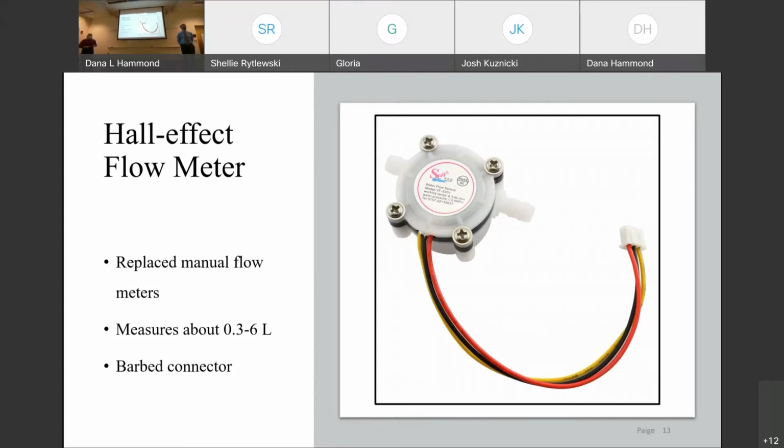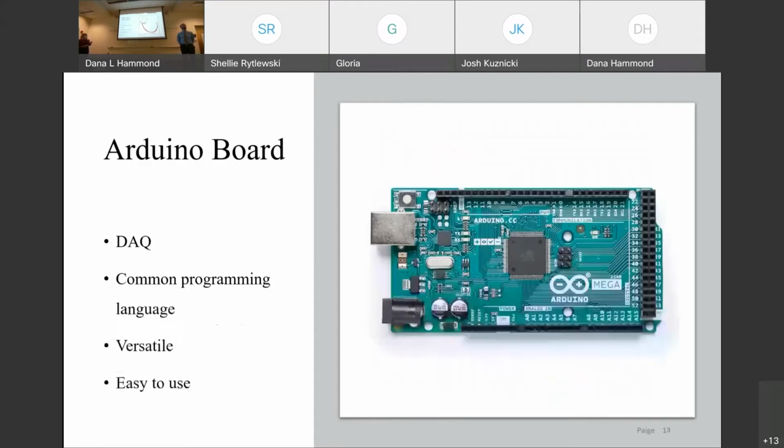And also we needed to be able to install to the 1/4-inch inner diameter tubing that we have already installed into the system. So once we had our sensors picked out, we then had to pick out a digital data acquisition system to be able to record the data. And we chose the Arduino board. The reason we chose the Arduino board is because it uses a common programming language like C++, Python, or Java. It's versatile, it's easy to use.